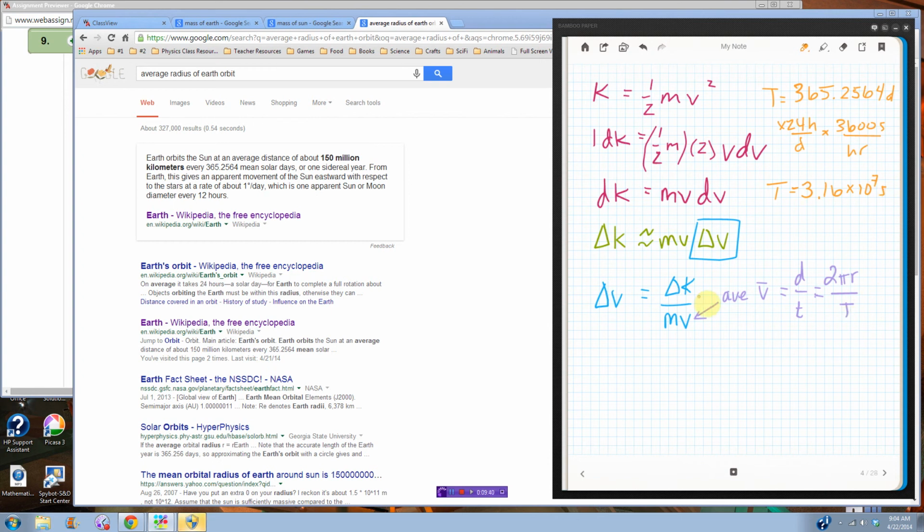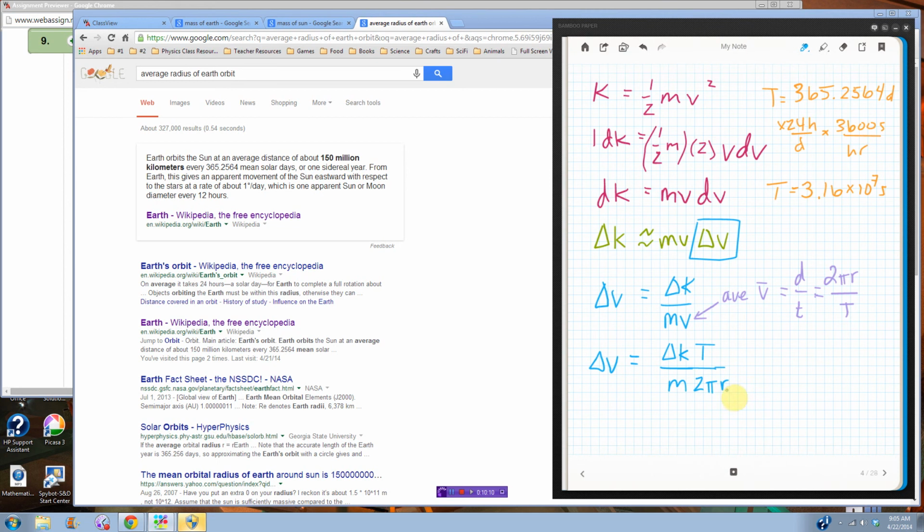I have the radius. So if I put all this in here, what I get is that the variation in velocity should be the variation in k over m times, now this v is on the bottom, and v equals all of this, so that's the same as multiplying by the reciprocal of all of this. So what I get is t on top with 2 pi r on the bottom. All of these I have a number for.